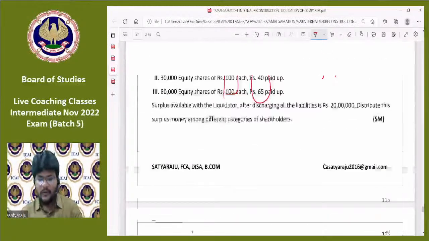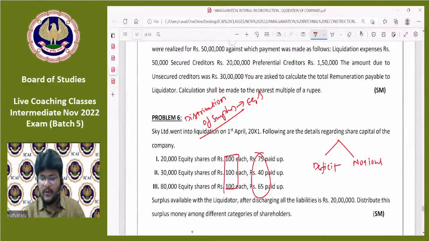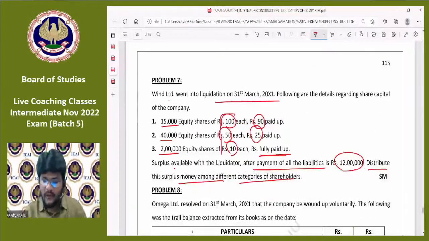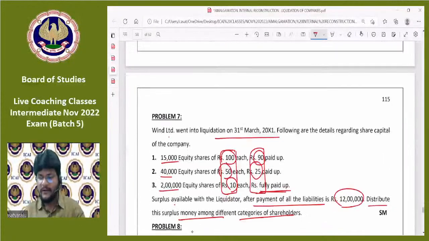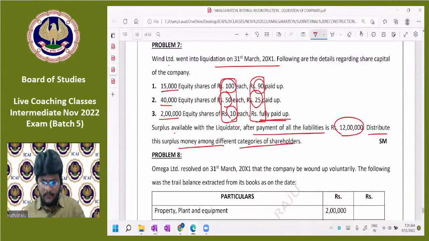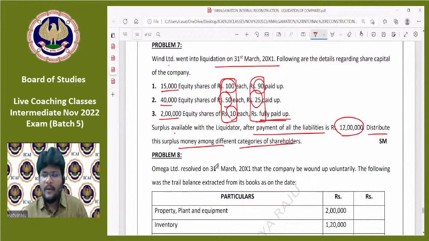If you observe how this problem differs from problem number 6: in problem number 6, face value is the same and paid up value is different. In problem number 7, face value is different and paid up value is also different. That is the difference between 6 and 7. And if I'm not wrong, in the last examination or the one before, they asked one question related to distribution of cash among the various parties. Here, if we convert 7 into 6, then we can simply resolve problem number 7 as well.